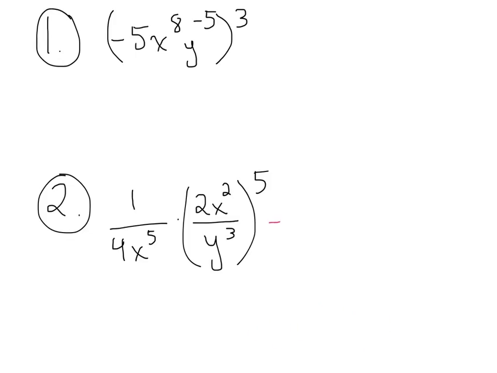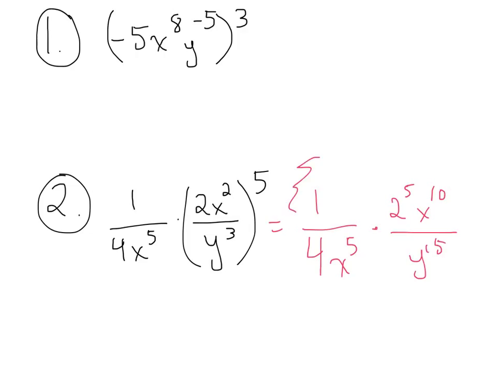So I'm going to leave that first fraction the same, 1 over 4 times x to the 5th. And then we have times, and now I will do 2 to the 5th, x squared to the 5th, which becomes x to the 10th. And then in the denominator we have y to the 3rd to the 5th, which becomes y to the 15th.